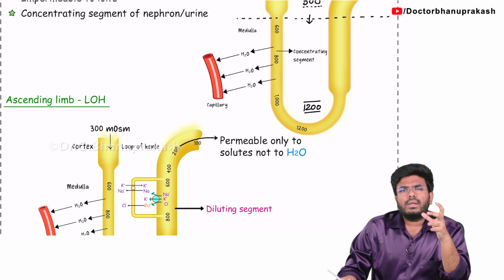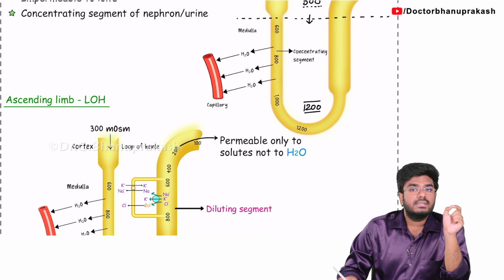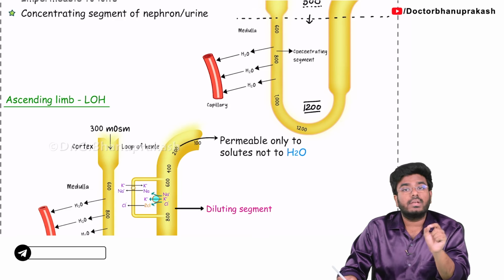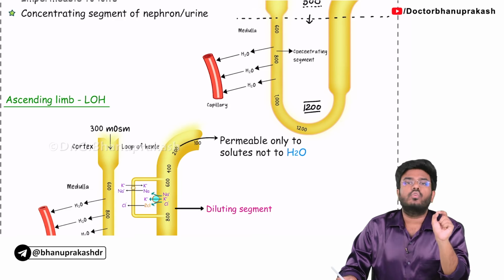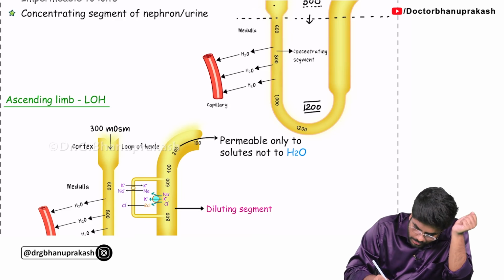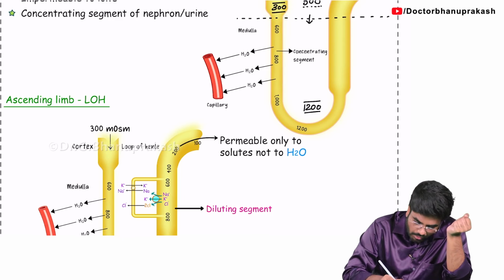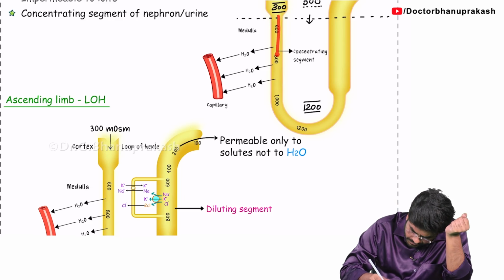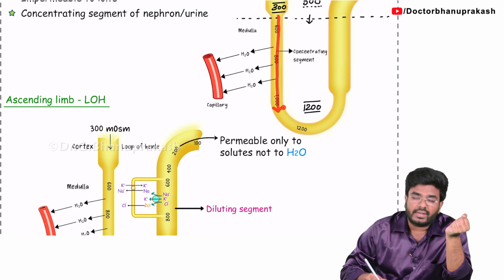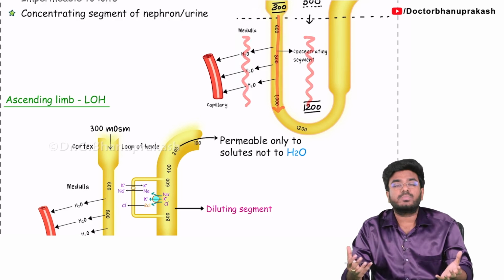Now, what does the law of osmosis teach us? Wherever there is high osmolality, water will go there. Okay, water will always go from low to high osmolality. So now, you all know the osmolality of the urine in the PCT is 300. So now, when this urine is going through the descending limb of loop of Henle, because of the medullary hyperosmolality, what will this medullary hyperosmolality do?